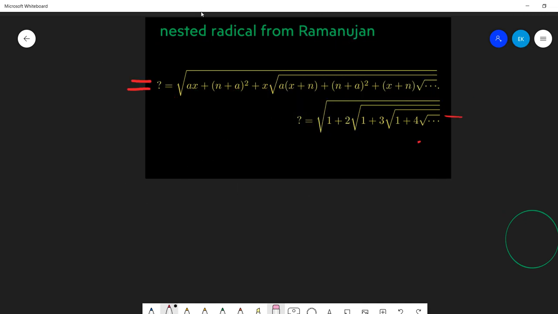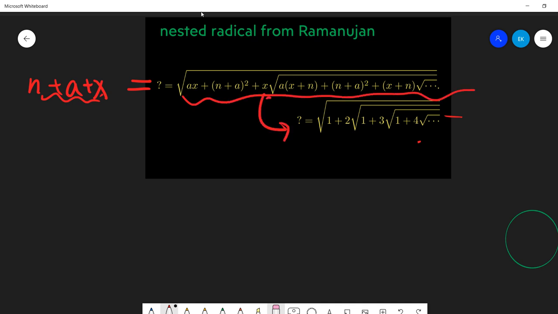So what we proved is that this is n plus a plus x. Okay, so it's amazing that one can just write it like this. Now we want to use this to solve the later one, right? So let's see.